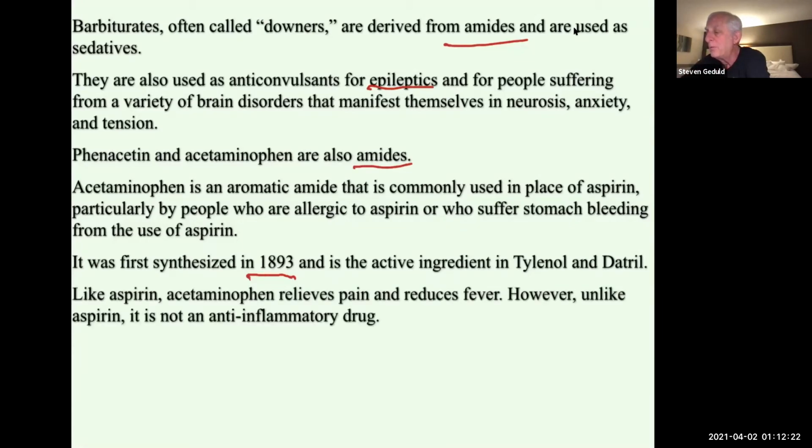Acetaminophen relieves pain and reduces fever. Unlike aspirin, it's not an anti-inflammatory drug though. So acetaminophen, Tylenol, relieves your fever and relieves your pain. It's an analgesic, reduces fever and pain, but it is not anti-inflammatory. Aspirin is also anti-inflammatory, reduces the inflammation response associated with it.